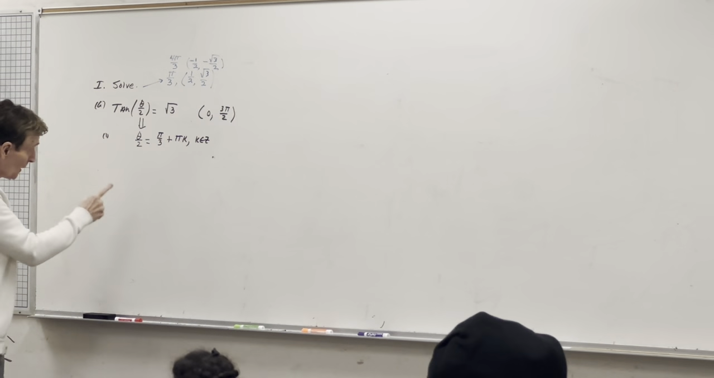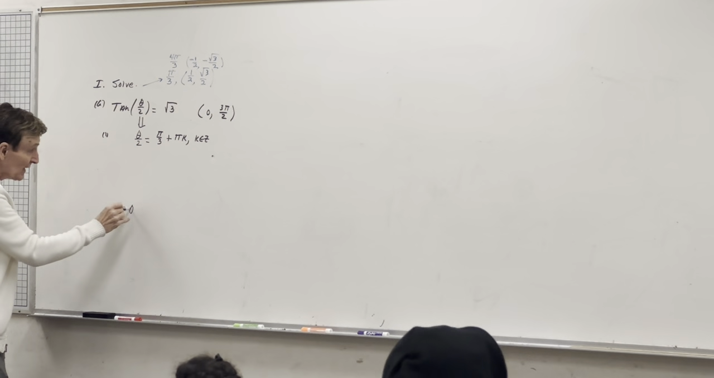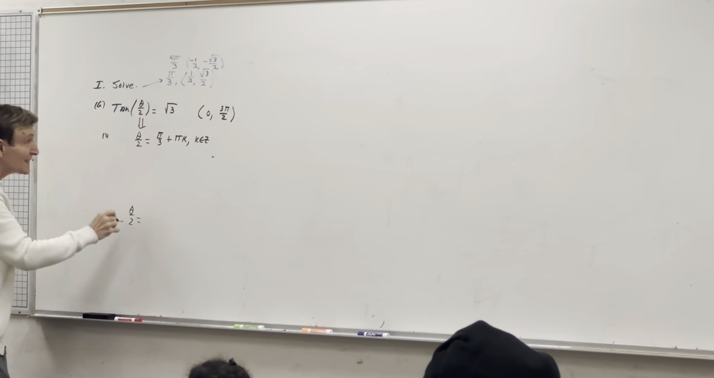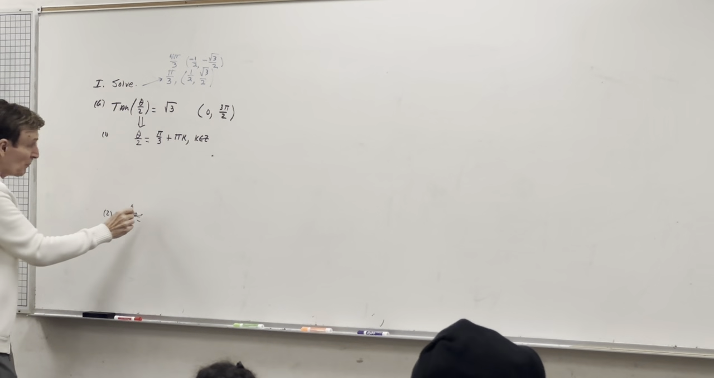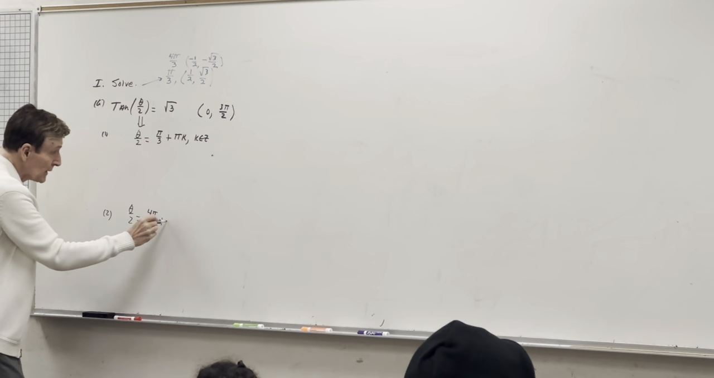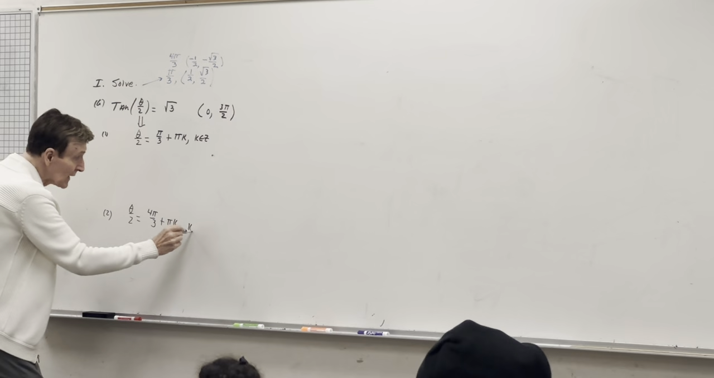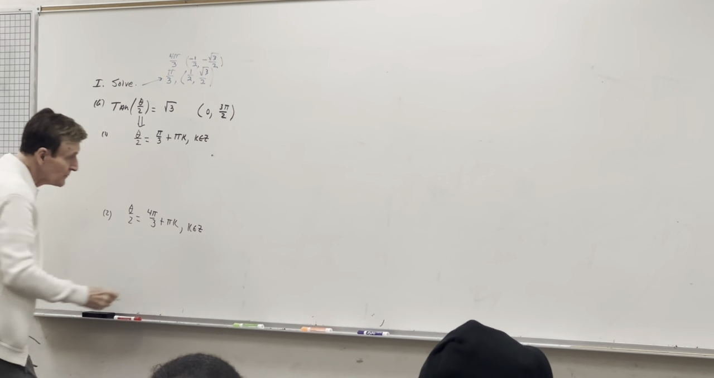And I'll deal with that, and we'll come back to it, guys. Step 2, I must also consider theta over 2 could be representing 4 pi over 3. We'll see what happens here. And the period number pi to make things repeat, and k is an element of the integers.